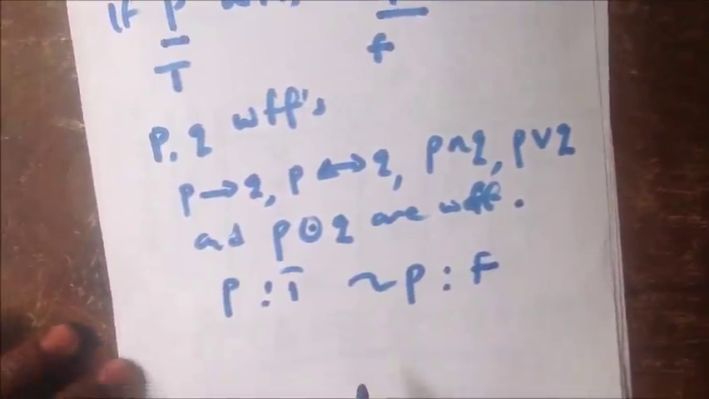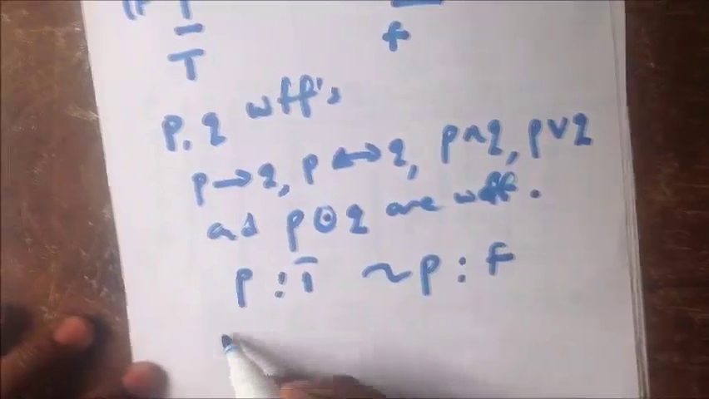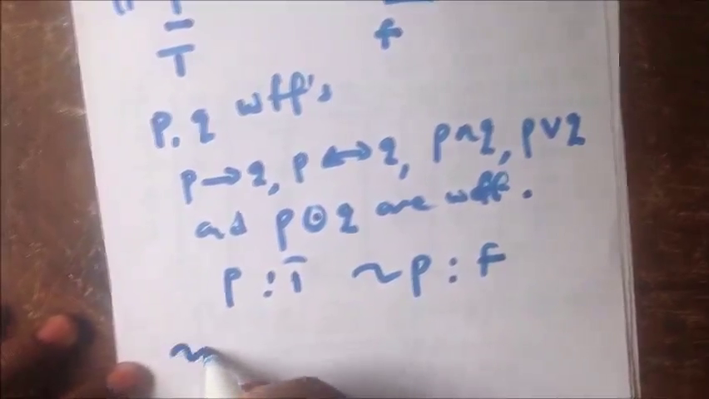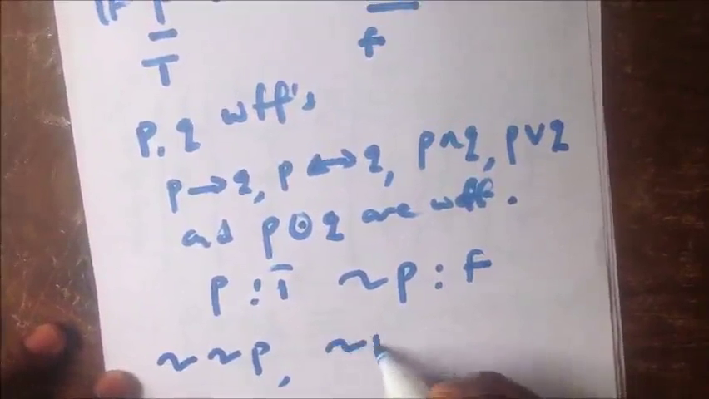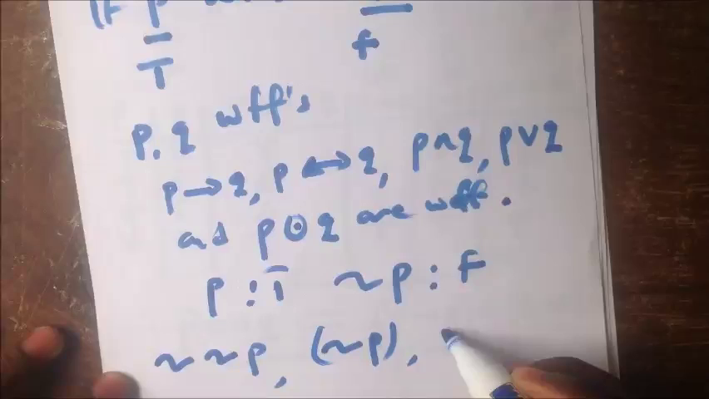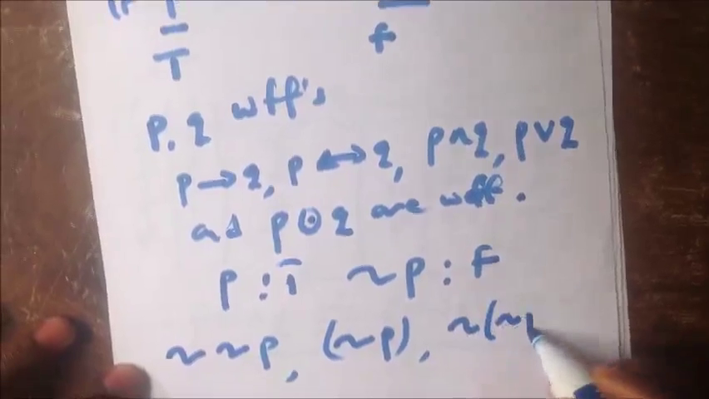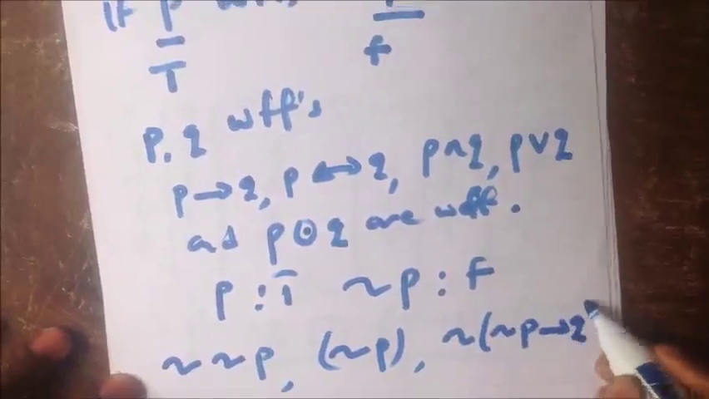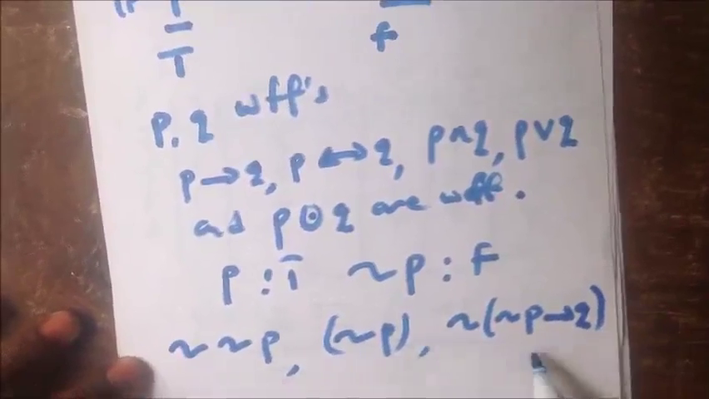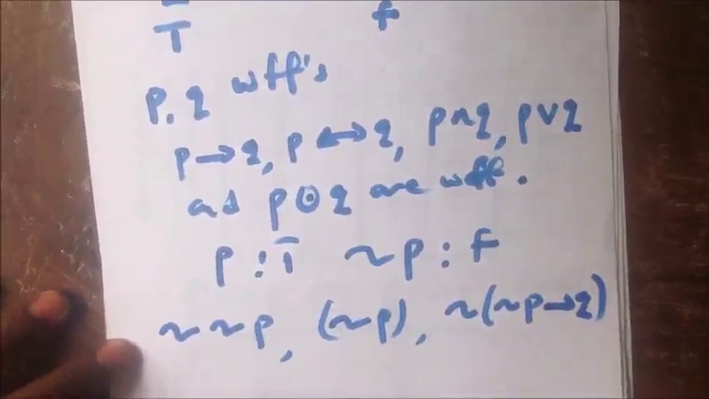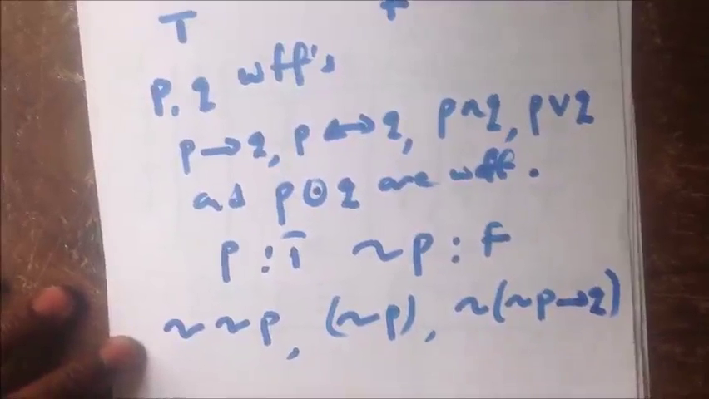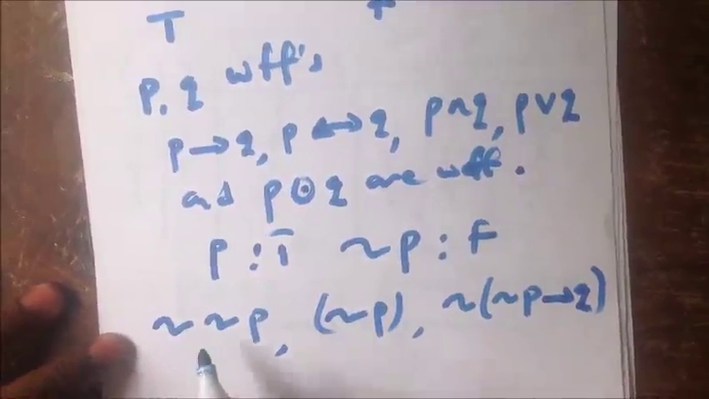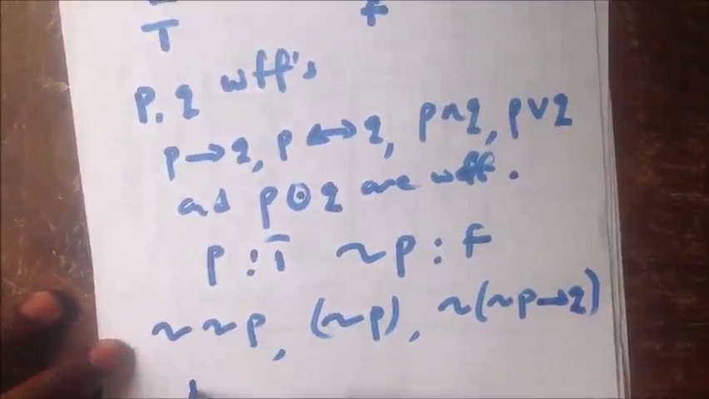So, let's take something. Let's say we have the negation of P, another the negation of P in brackets, and another the negation of P implies Q. Now, among these, which one is a well-formed formula? Which one satisfies the logical operations? Now, when you take the negation of the negation, it will give you P.